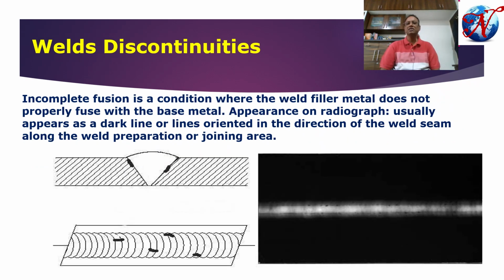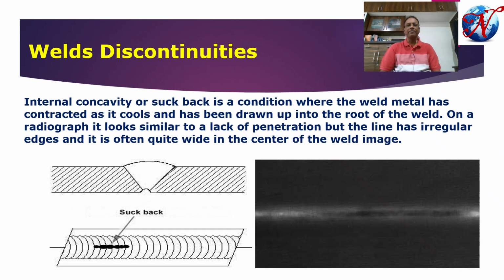Incomplete fusion is a condition where the weld filler metal does not properly fuse with the base metal, and in the radiograph it usually appears as a dark line oriented in the direction of the weld seam along the weld preparation or the joining area. Lack of sidewall fusion may be transmitted black dots, or it may be a very straight line with a sharp edge that can be identified in the radiographic film.